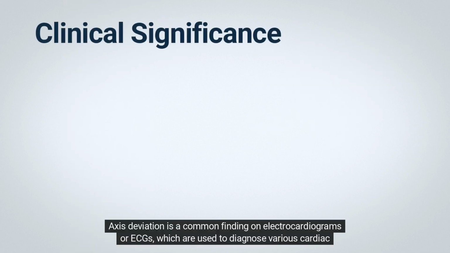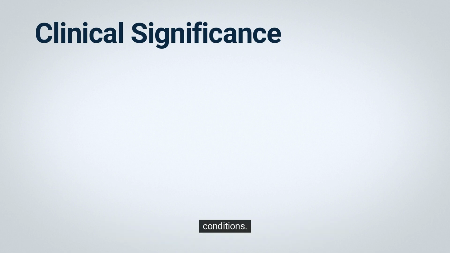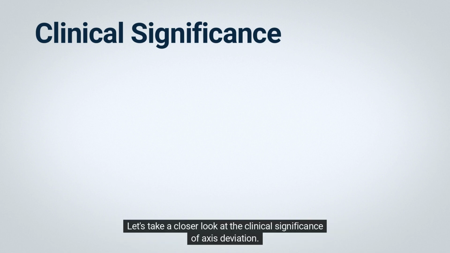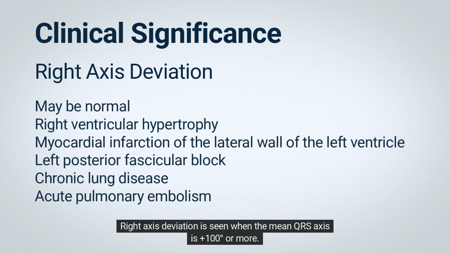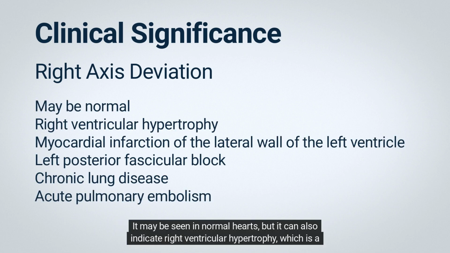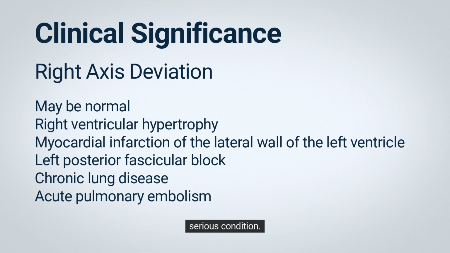Axis deviation is a common finding on electrocardiograms or ECG, which are used to diagnose various cardiac conditions. Let's take a closer look at the clinical significance of axis deviation. Right axis deviation is seen when the mean QRS axis is 100 degrees or more. It may be seen in normal hearts, but it can also indicate right ventricular hypertrophy, which is a serious condition.